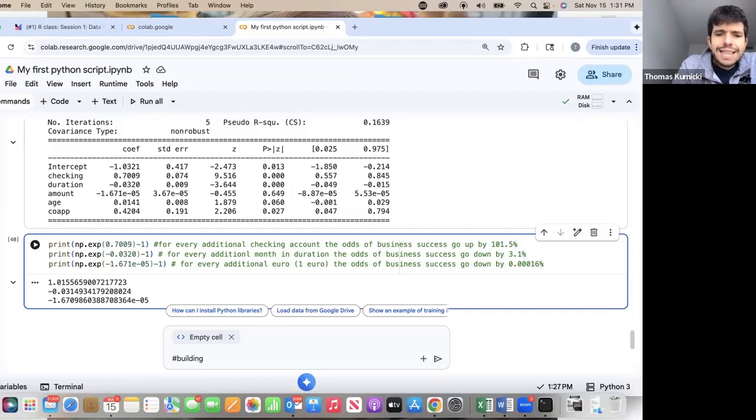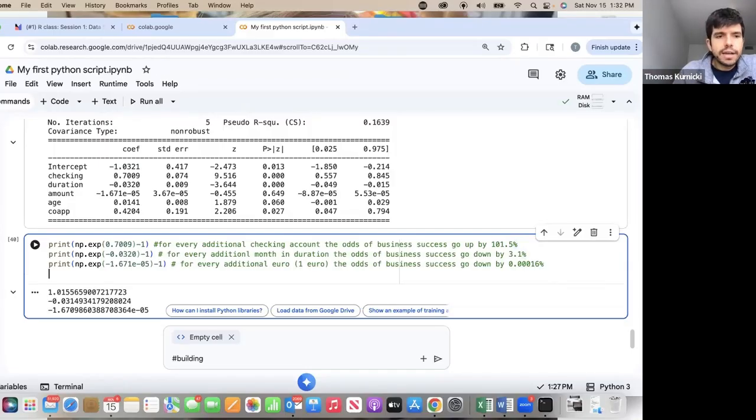So that said, the impact is tiny because our business unit is very, very small. So maybe you would go back to a data scientist and say, why don't we feature engineer and measure this in thousands of euros? Maybe the impact will be greater, right? In terms of business insights.